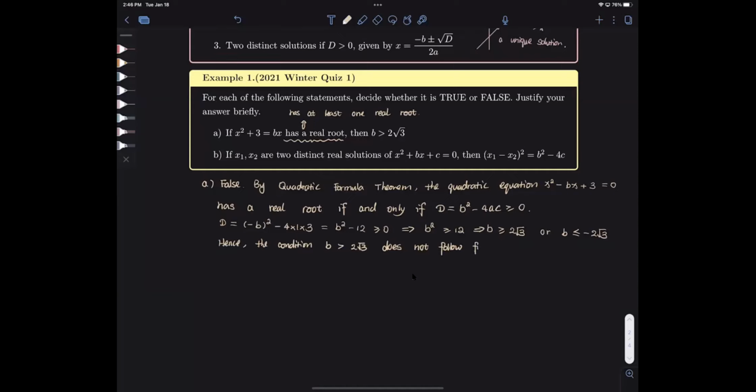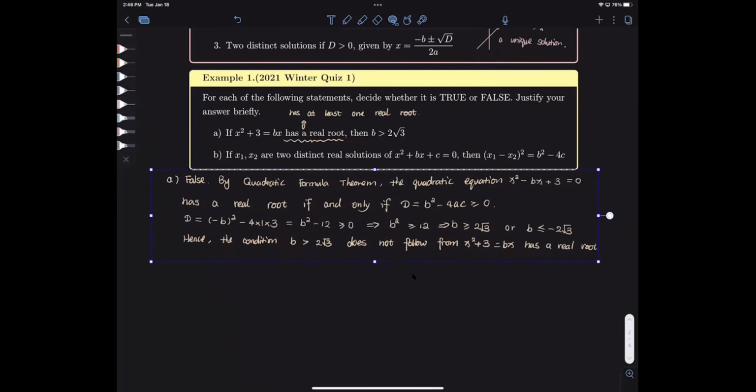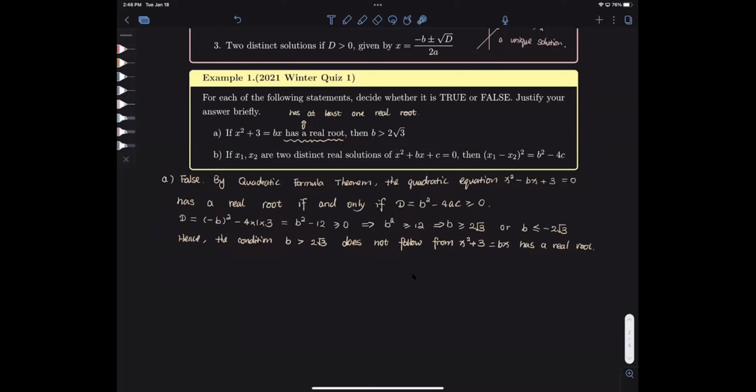From does not follow from x squared plus 3 equals bx has a real root. Okay, so this is a complete solution. However, during your quiz, you might say, oh, I don't have that much time to write down this much. Then you don't have to write the conclusion. Like this sentence is not necessary, but everything else should be necessary in your answer.